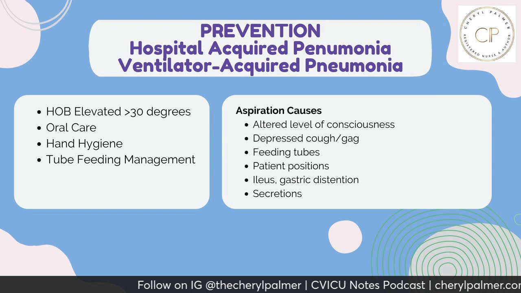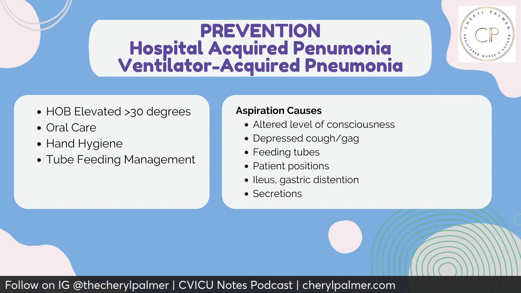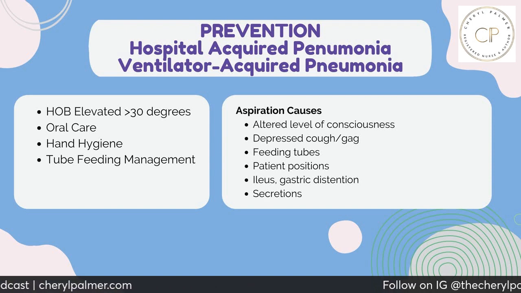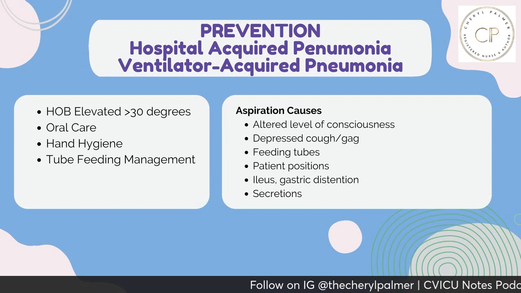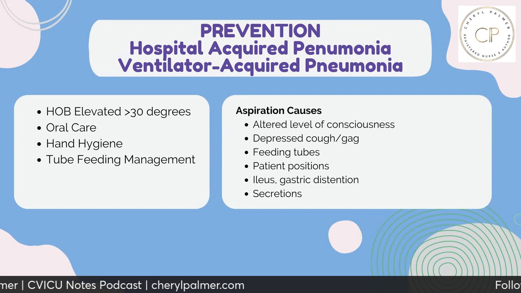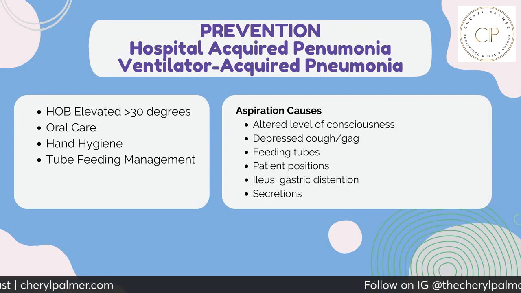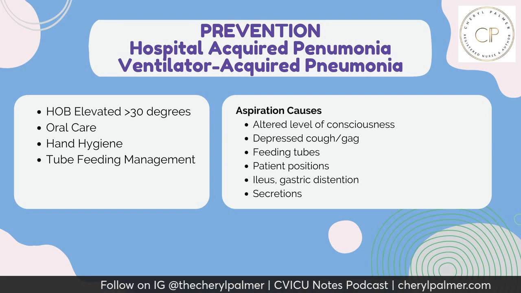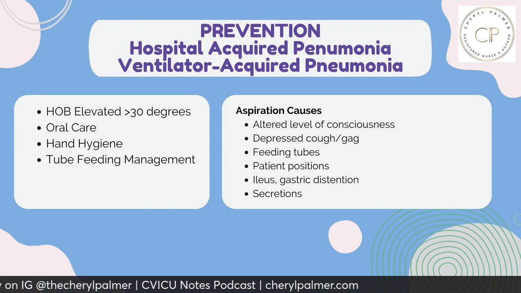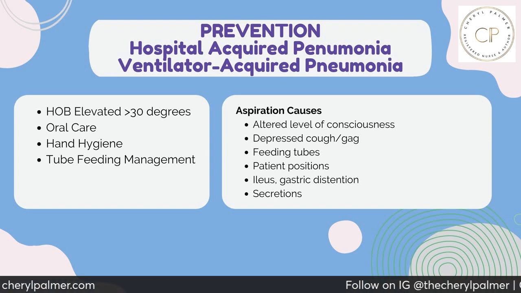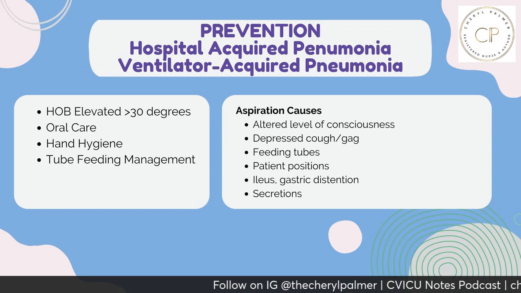Prevention, hospital-acquired pneumonia versus ventilator-acquired pneumonia. To prevent these pneumonias, you want to have the head of bed elevated 30 degrees or more. You want to provide oral care. Typically in the ICU, if this person is intubated and ventilated, you want to assess them at least every hour to make sure their airways are clear and suction them as needed orally or via the inline suction through the endotracheal tube. You want to make sure you're doing your hand hygiene and tube feeding management.